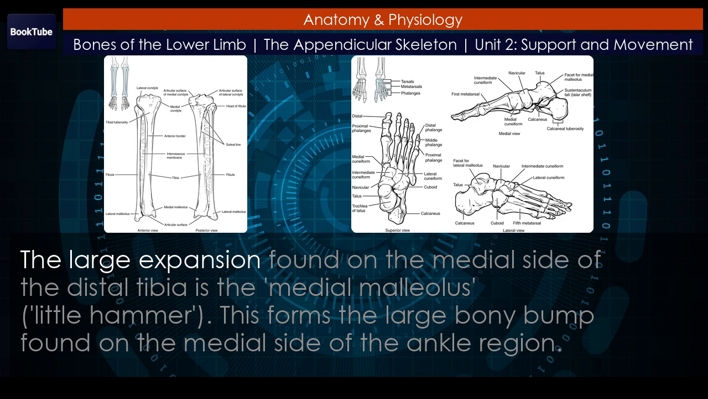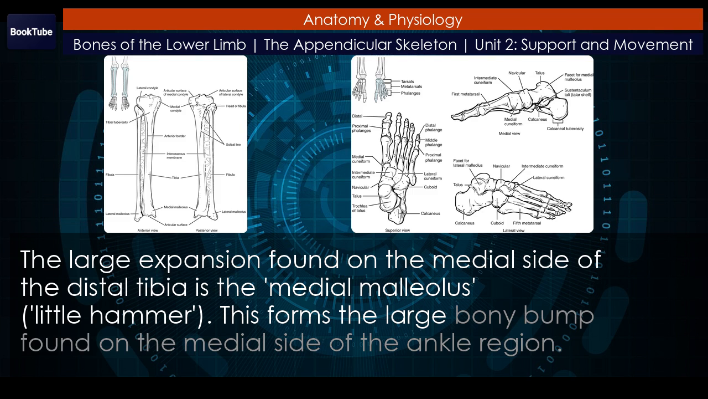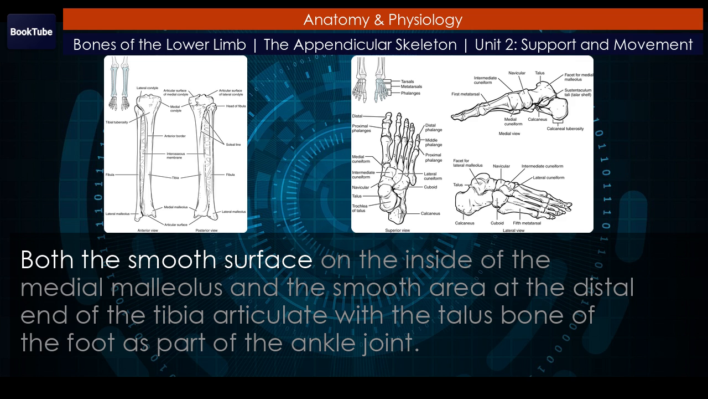The large expansion found on the medial side of the distal tibia is the medial malleolus. Little hammer. This forms the large bony bump found on the medial side of the ankle region. Both the smooth surface on the inside of the medial malleolus and the smooth area at the distal end of the tibia articulate with the talus bone of the foot as part of the ankle joint.